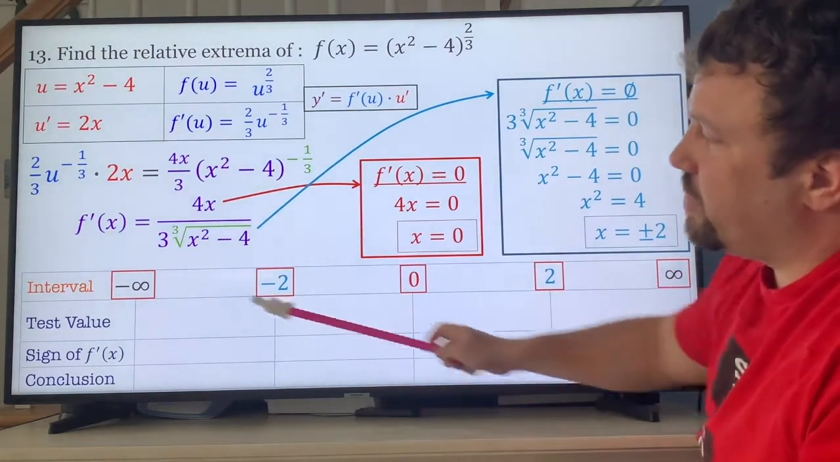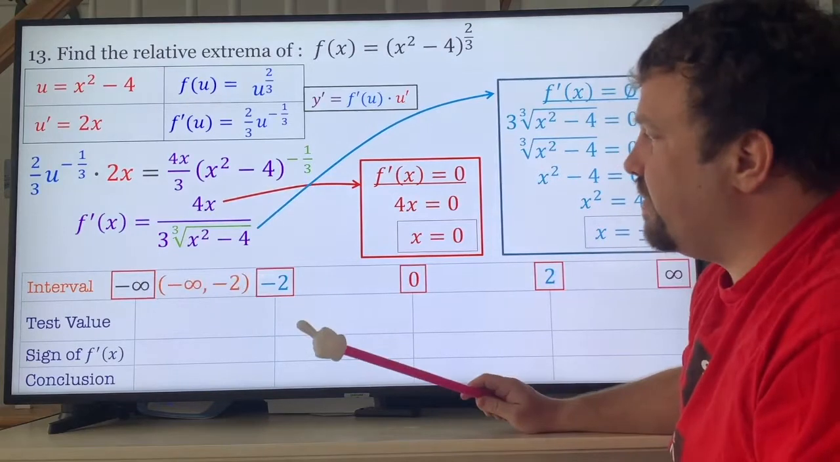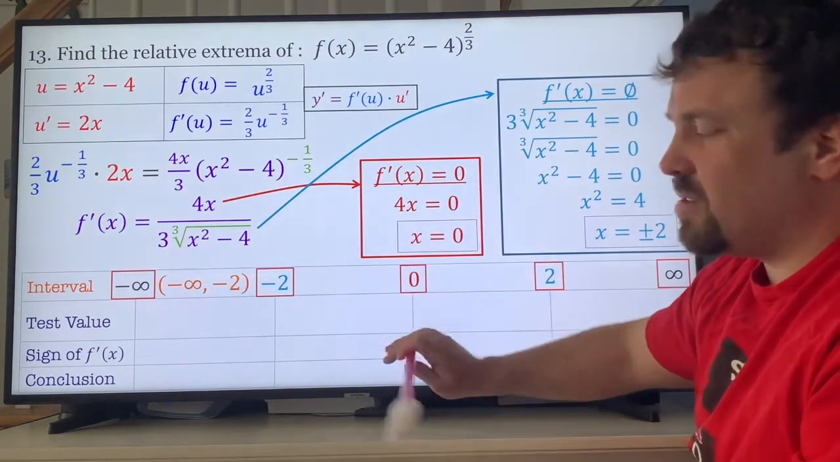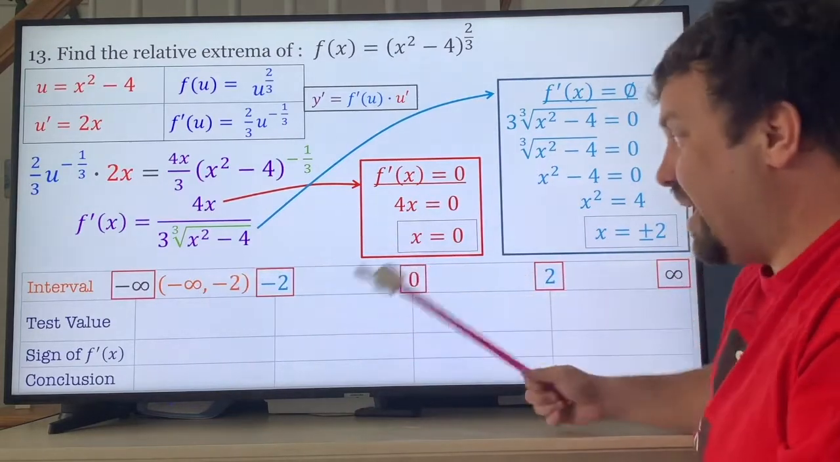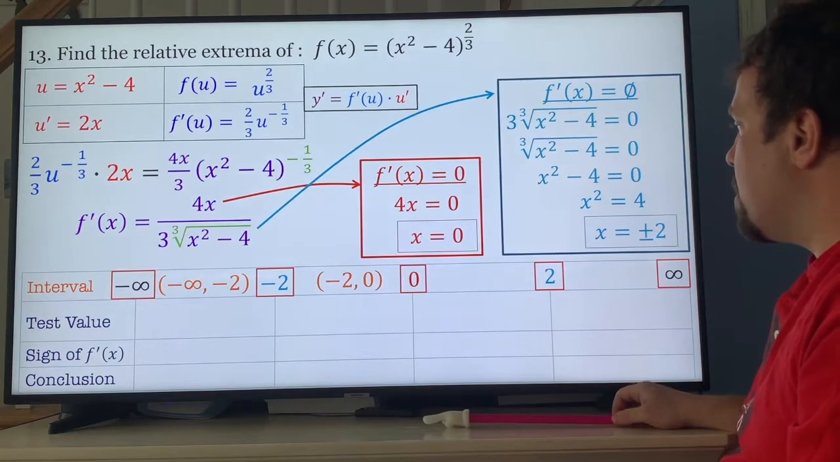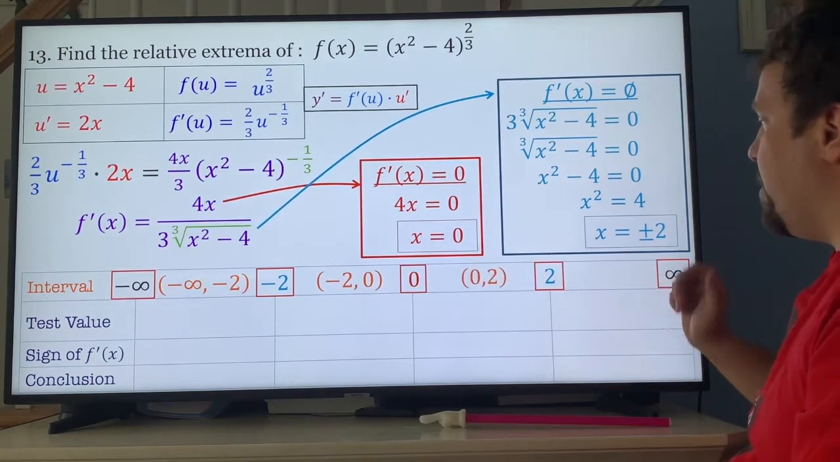Now what you're going to do is create your intervals. Between these two is negative infinity to negative 2. I just used the notation we use with domain and range because that's a little nicer than putting x greater than, less than, I think. Negative 2 to 0, 0 to 2, and 2 to infinity.